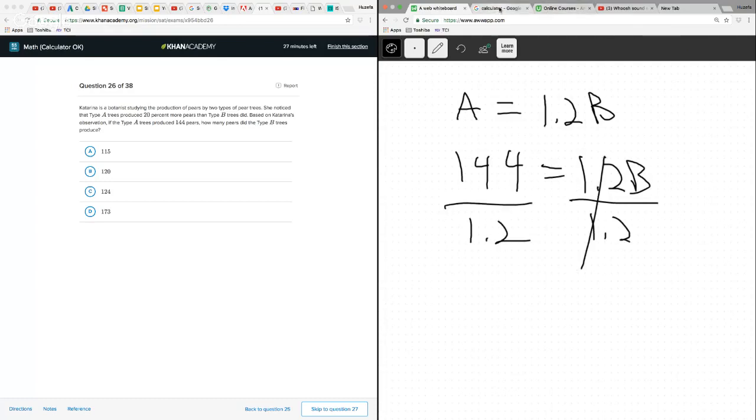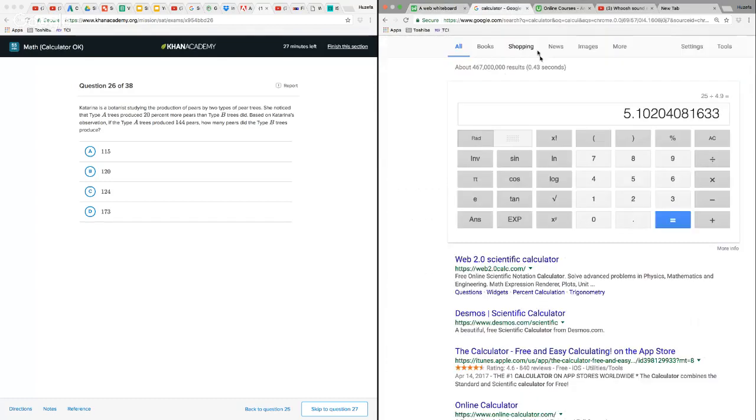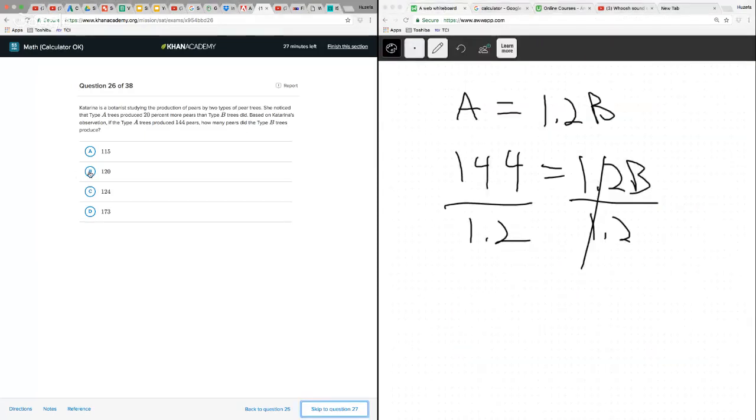What's 144 divided by 1.2? It's actually 120, I think, but let's do the division anyways. 144 divided by 1.2 is 120. Cool. So that's it. Set it up. Isolate.